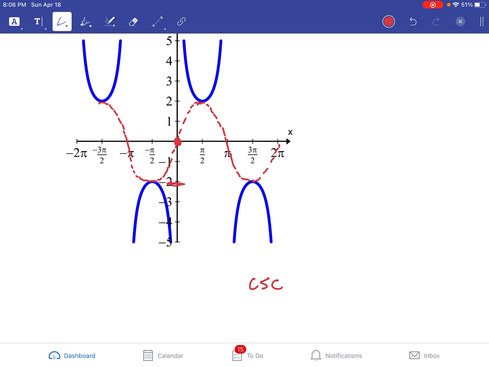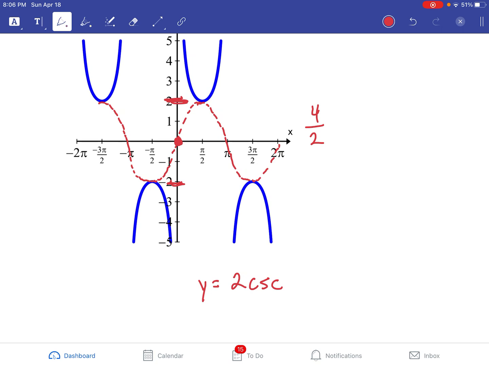For the amplitude, we go from -2 to +2, a total distance of 4. Divide that by 2 for your amplitude, which gives us 2. The graph does go up first, so that means the sine function is positive, so our cosecant is also going to be positive. So I can do y equals 2 cosecant.